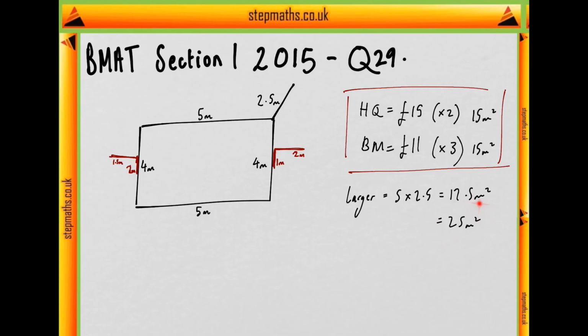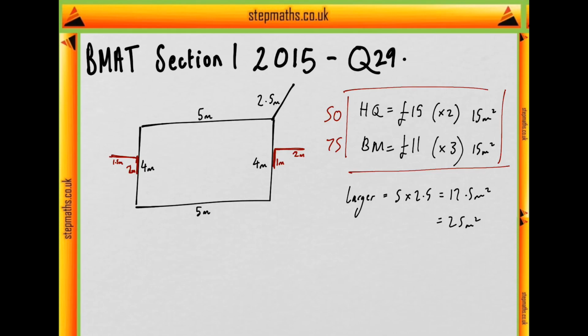So for this surface area, from the high quality manufacturer, we need double the surface area. So we need 50 metres squared to be painted because we need 2 coats over 25. Equally, we need 75 metres squared to be covered by the budget manufacturer. So I'll just write that down. So for HQ, in the case of the larger wall, we'd need 50 metres squared, whereas in the budget manufacturer we need 75. Each tin of paint covers 15 metres squared.